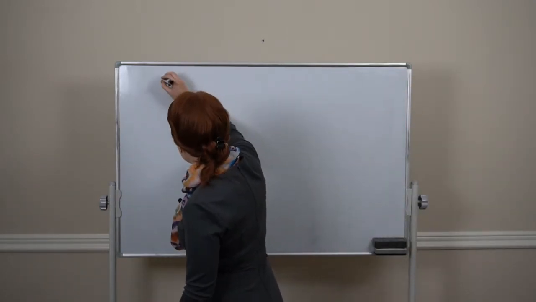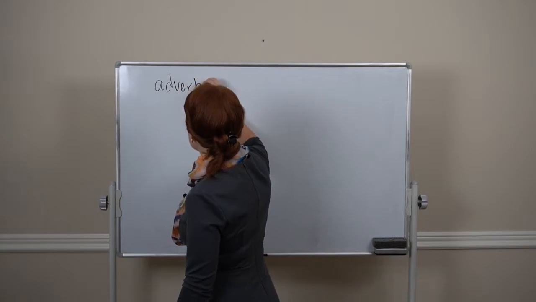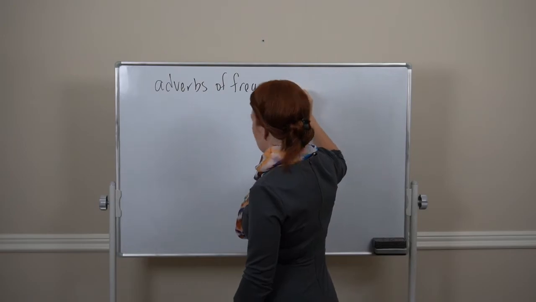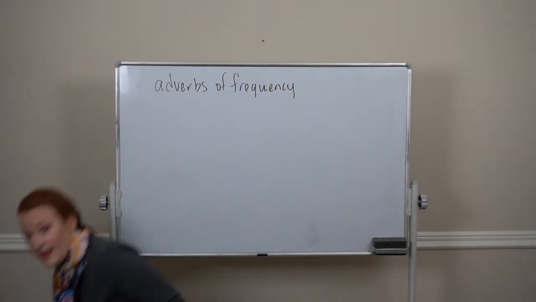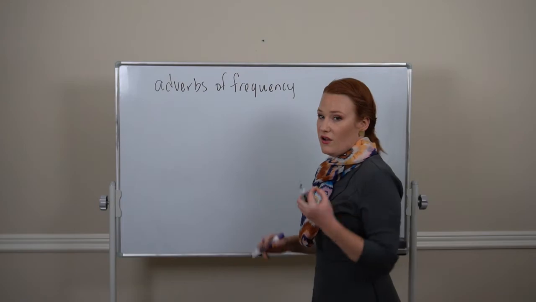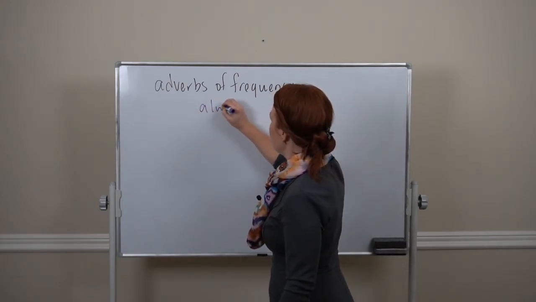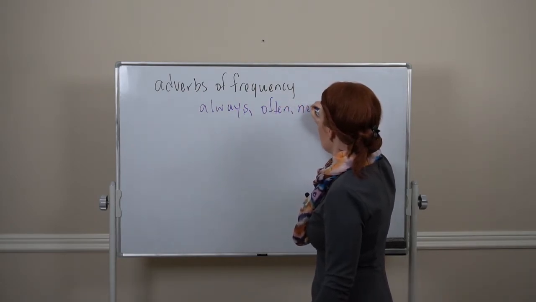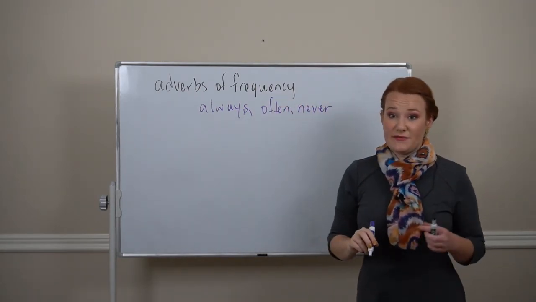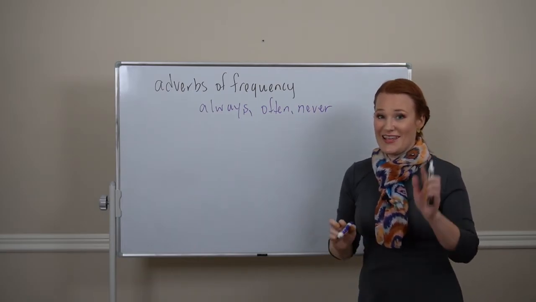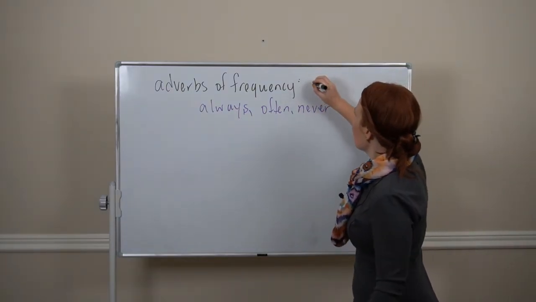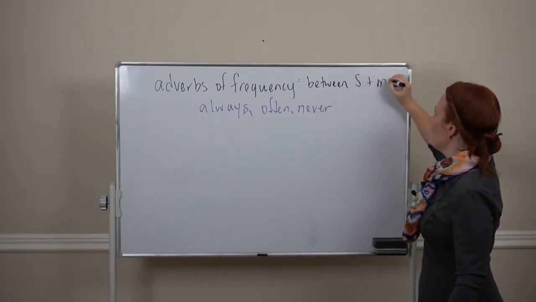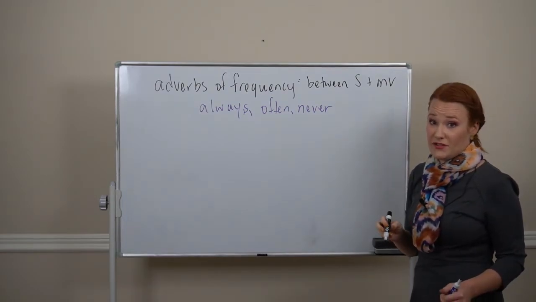We call these adverbs of frequency. And I'm sure you've heard of some of these already. Words like always, often, never. So these adverbs of frequency, there's a couple different options. First one though is going to be between the subject and the main verb of your sentence.